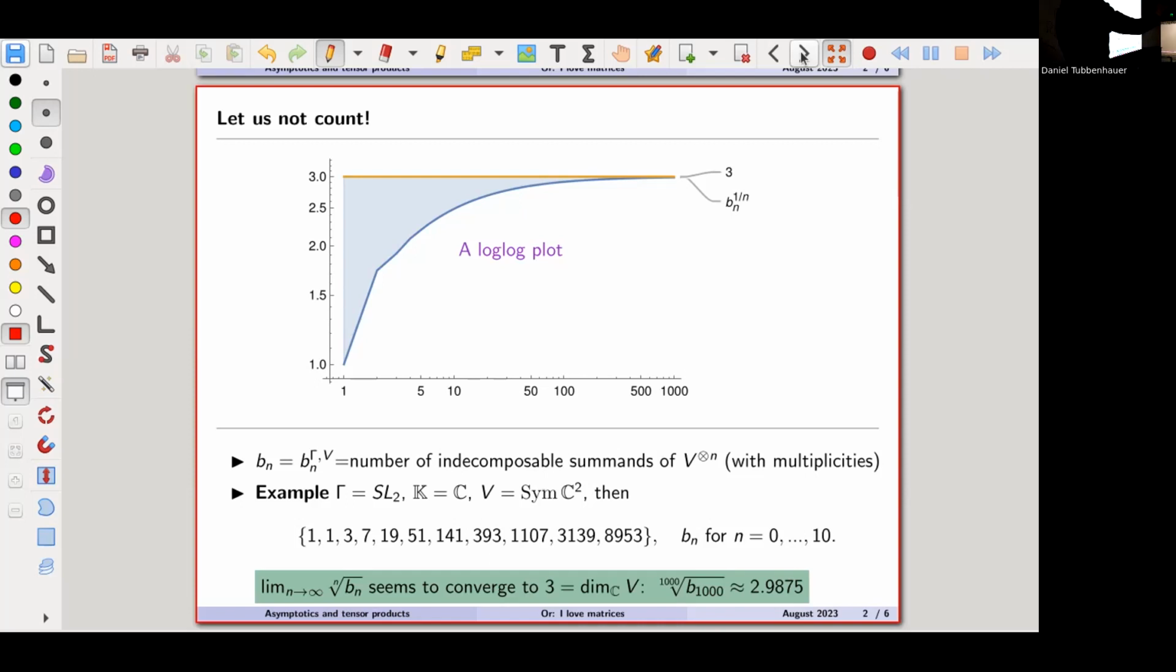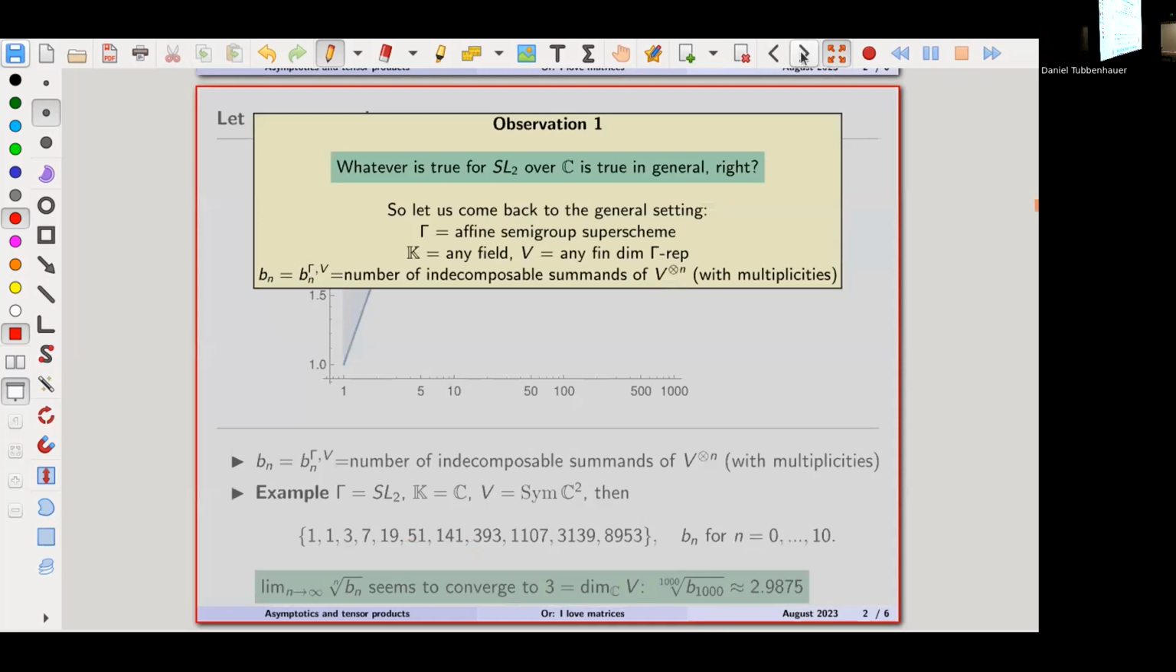So I did the count, right? So there you go. Up to this point, you really honestly do the count. And then Victor tells you, oh, this is obviously true in general. So, yeah, first observation, what is true asymptotically is true in general, right? So let's just pretend it is.